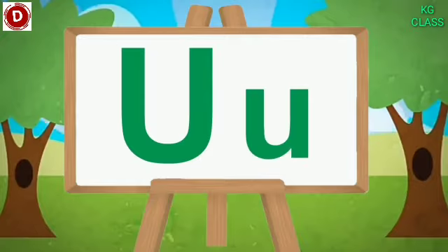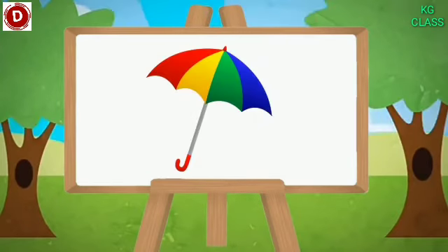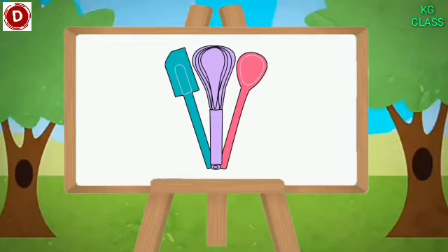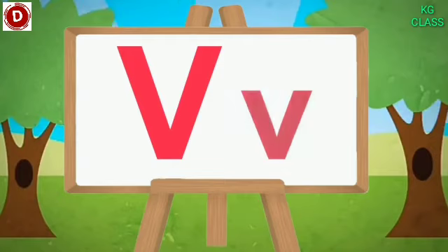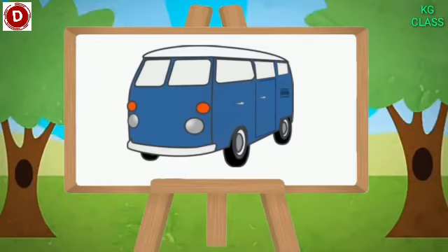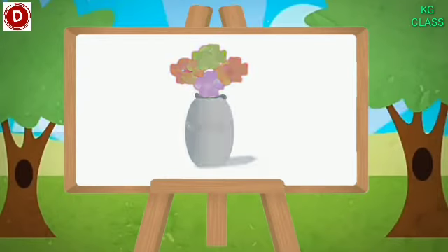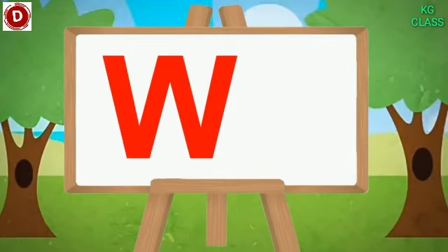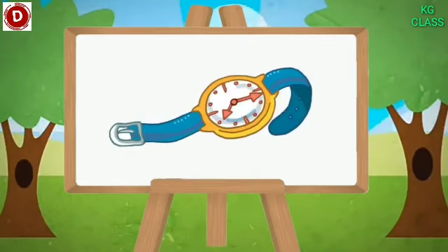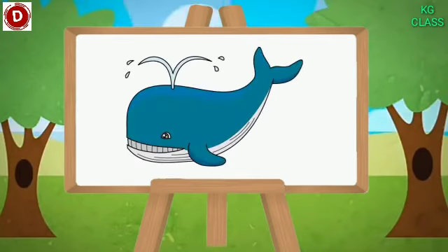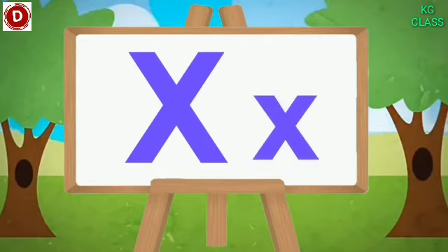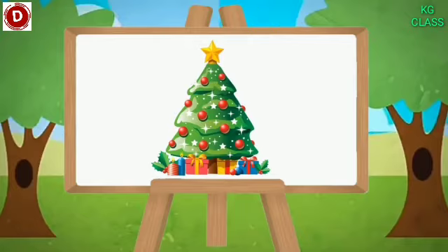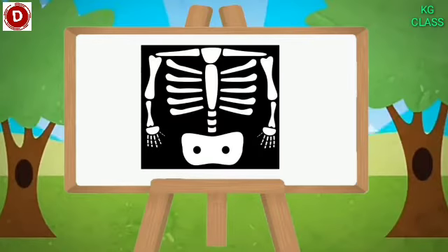Capital U, small u. U for umbrella and U for utensils. This is capital V and this is small v. V for van, V for vase. This is capital W and small w. W for watch, W for whale. This is X and small x. X for Xmas tree, X for X-ray.